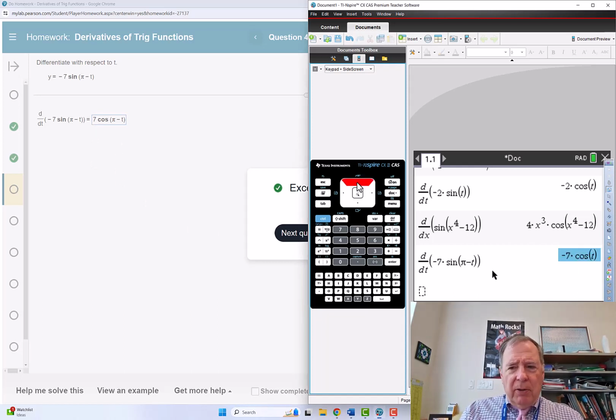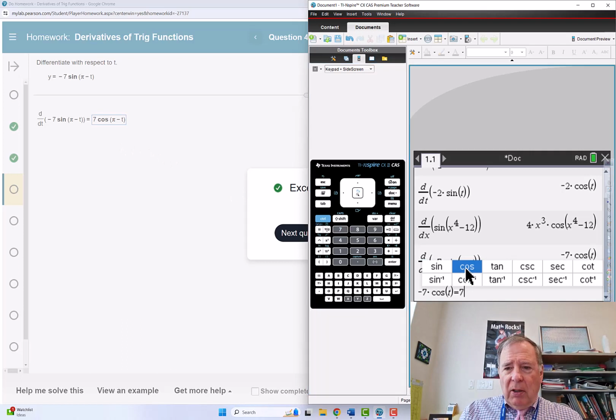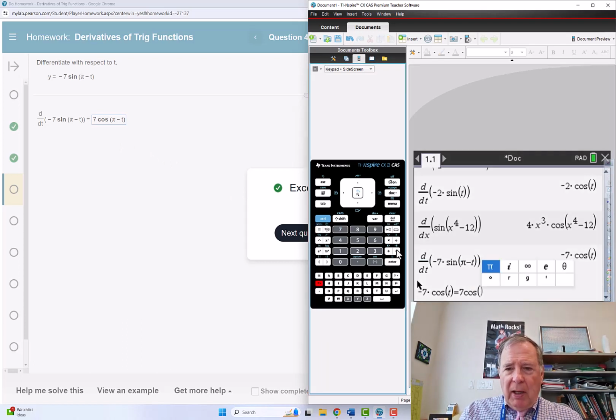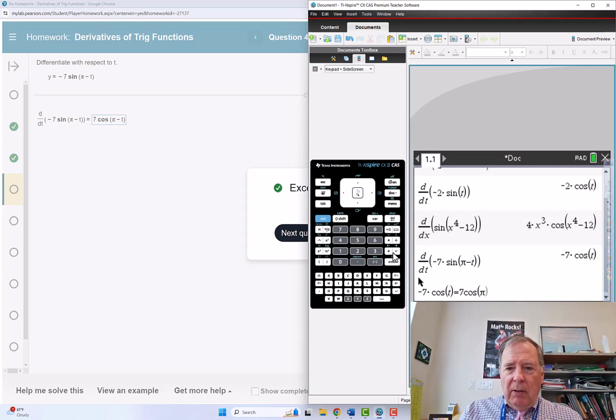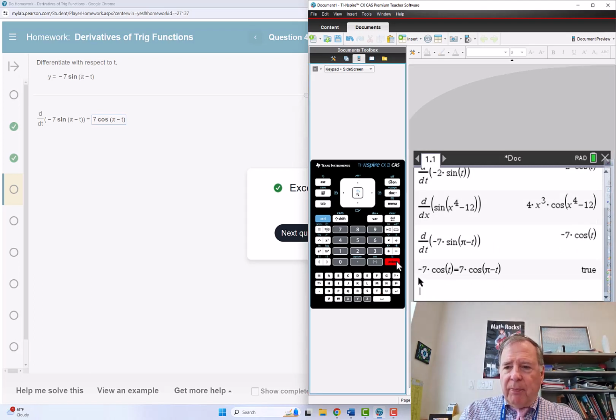So there's a couple of things we can do here. We can check what the calculator says against what we got. So 7 cosine(pi minus t). It says it's true.